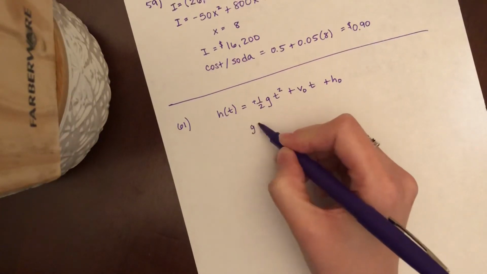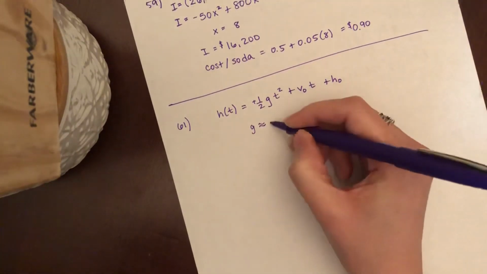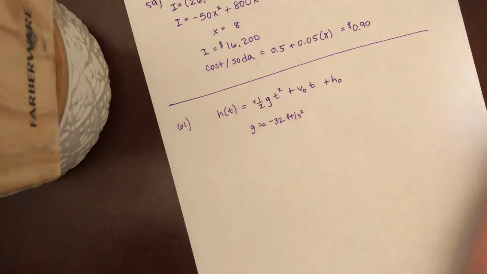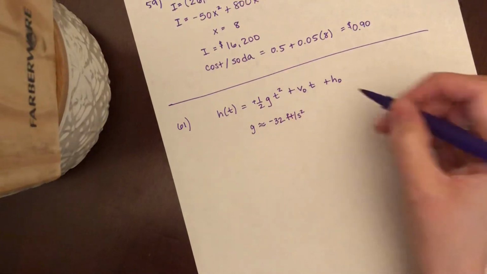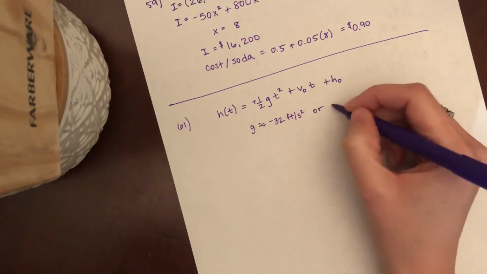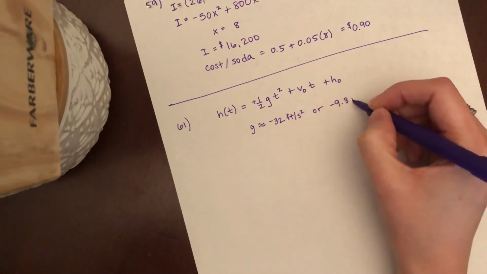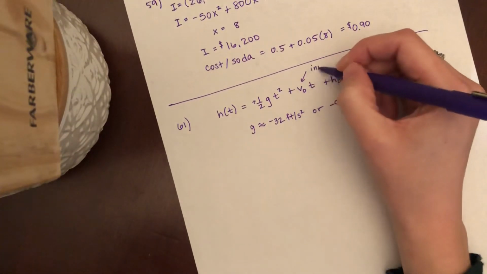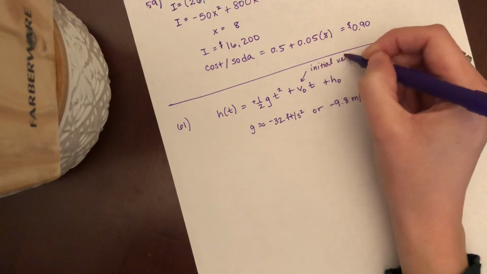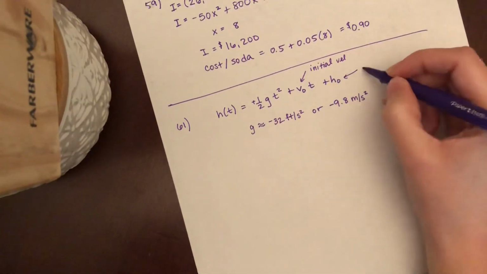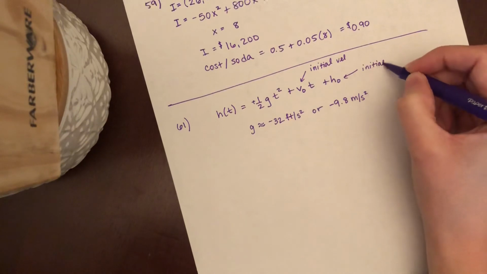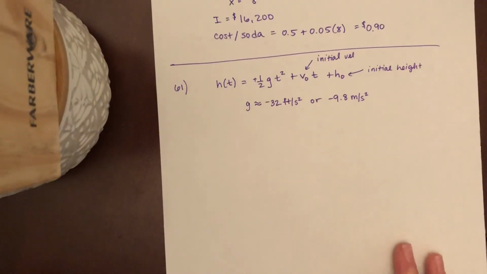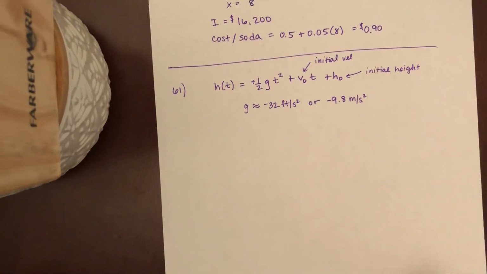So gravity, it depends on what unit you're talking about. Could be -32 feet per second squared. Okay, our acceleration due to gravity. Or if you're using meters, -9.8 meters per second squared. This is your initial velocity. And this is your initial height. So it's not super complicated. All you're going to have to do is plug in the information from the problem.